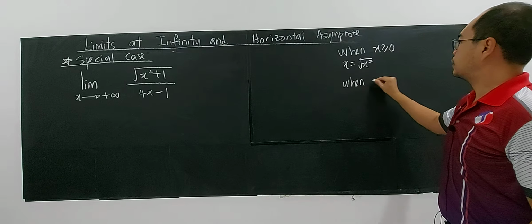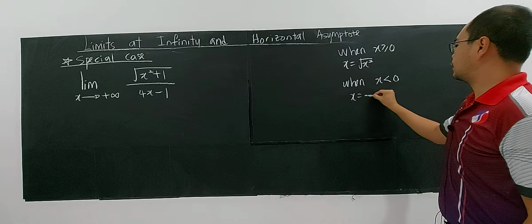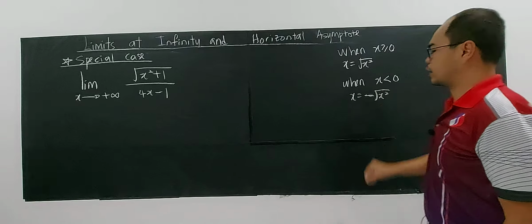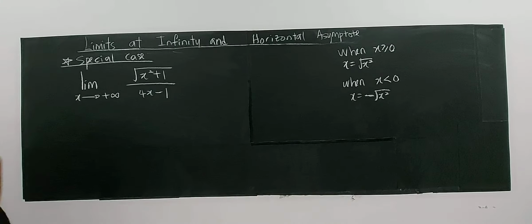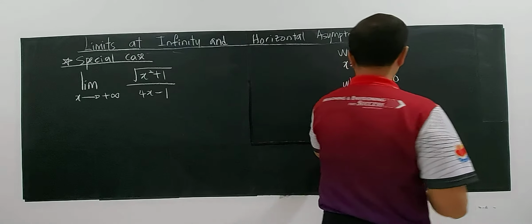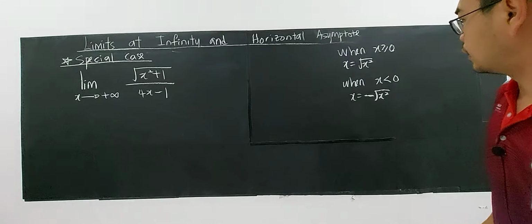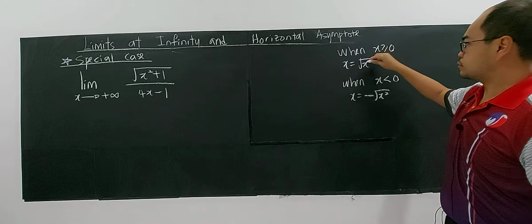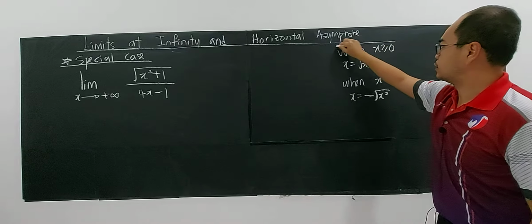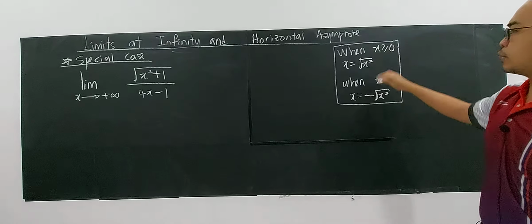So when x is less than 0, you will choose x to be negative square root of x squared. So why is it that this one is the positive square root, and why is it negative? I have explained this during the concepts when I introduced the techniques for this one, so you actually see the derivation of why I'm doing this.